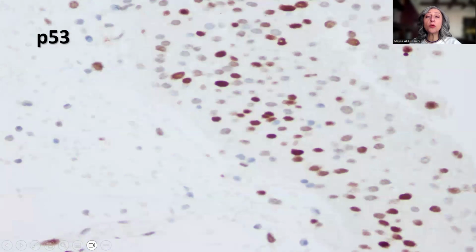P53 showed this beautiful mosaic pattern of staining, with some tumor nuclei positive strongly, others positive weakly, and yet others completely negative. The Ki-67, of course, was increased because we could see some mitotic activity. However, most of it is really confined to the basal and parabasal layers of the urothelium.